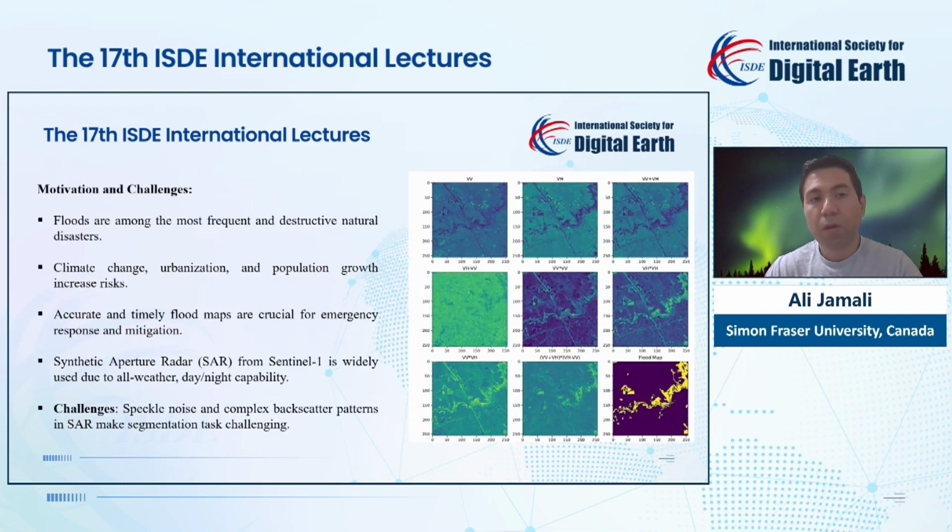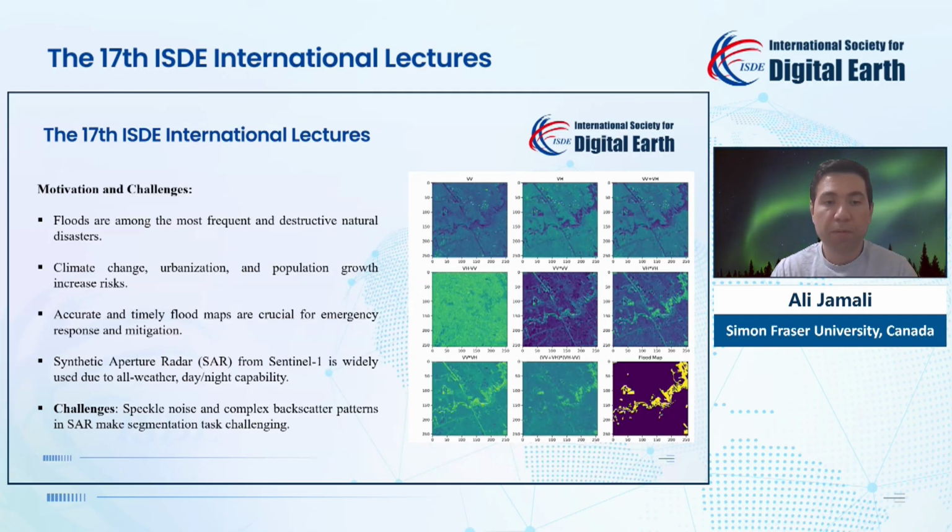So floods, as mentioned by Dr. Armin, are one of the most devastating or destructive natural disasters. The cause can be from climate change, urbanization, population growth, or other factors. What we need is accurate and timely flood maps. They can be used for emergency response and emergency mitigation. So it's like risk mitigation.